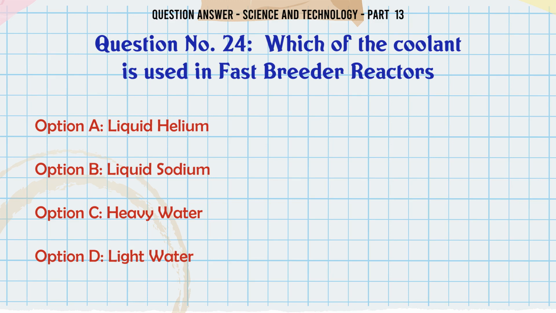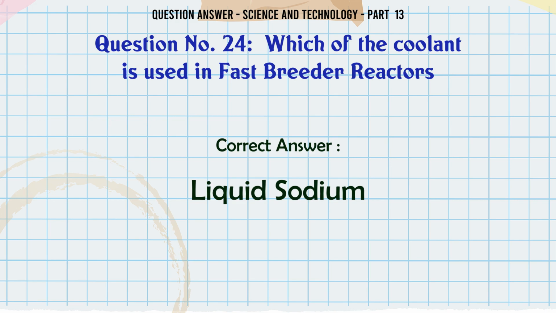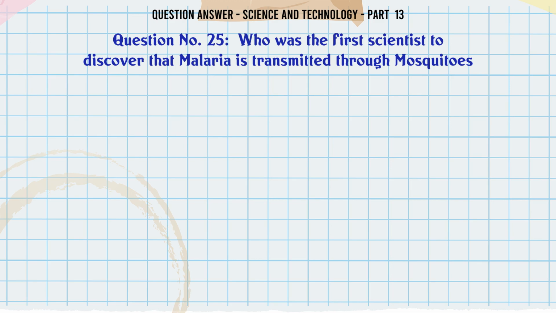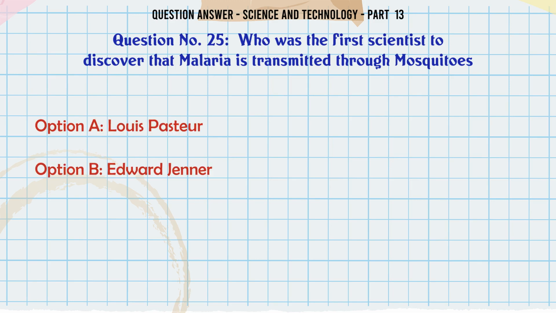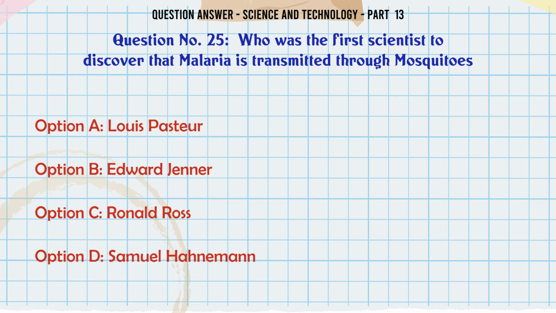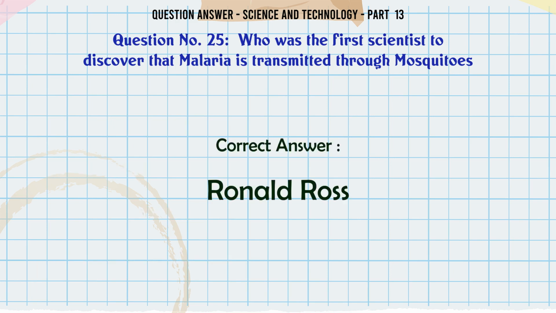B. Liquid sodium. C. Heavy water. D. Light water. The correct answer is liquid sodium. Who was the first scientist to discover that malaria is transmitted through mosquitoes? A. Louis Pasteur. B. Edward Jenner. C. Ronald Ross. D. Samuel Hahnemann. The correct answer is Ronald Ross.